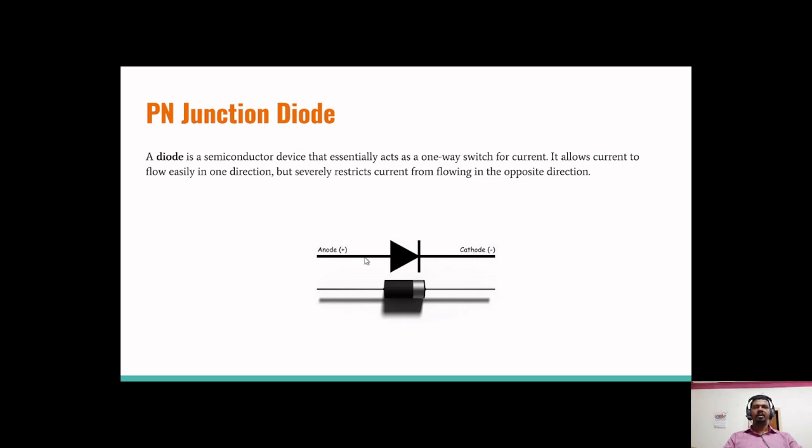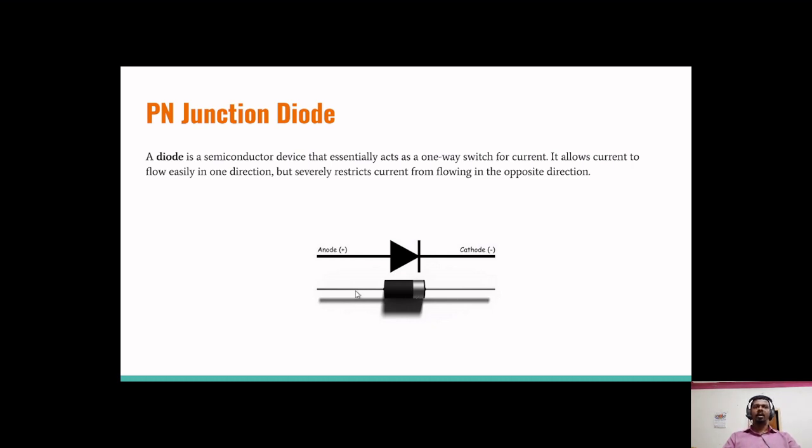In the P-type semiconductor, you have more holes, which are positive charge carriers, so it is called the P or anode. In the N-type semiconductor, you have electrons as the majority charge carriers, so it is called the cathode. How to identify the P terminal and N terminal in the diodes that we use in the laboratory? You can see here a silver line that represents the N terminal. The opposite end represents the P terminal.